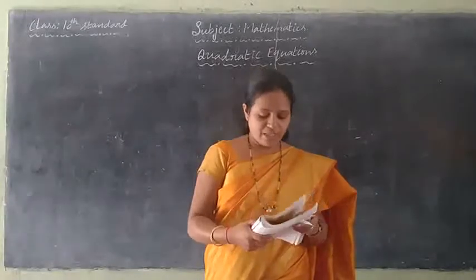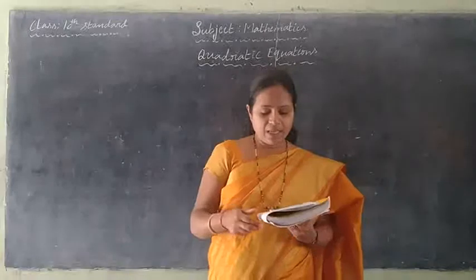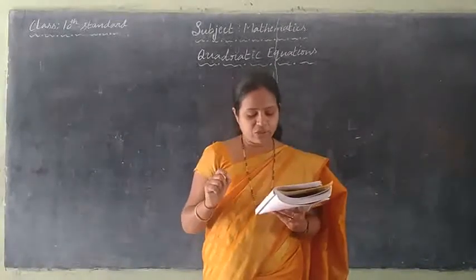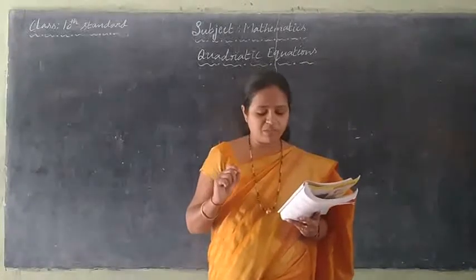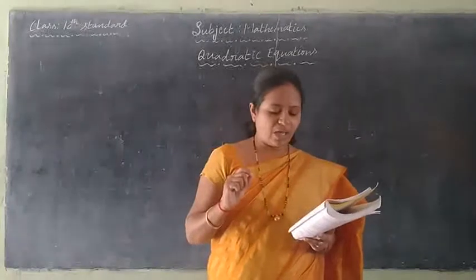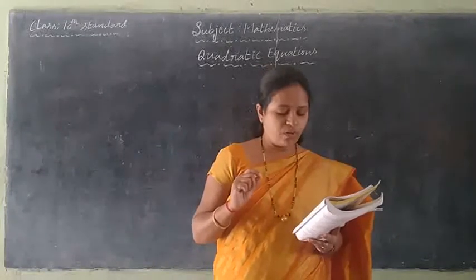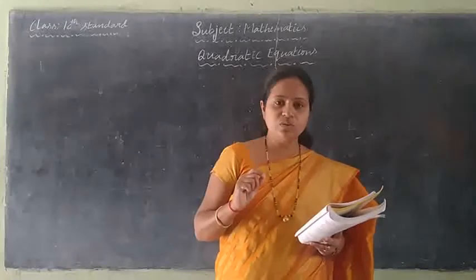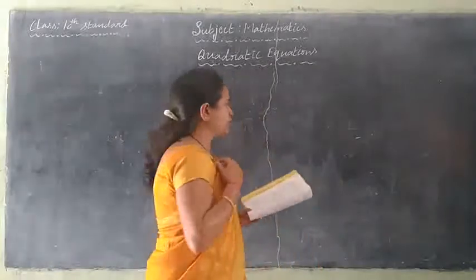On page number 20, just go through the first problem: John and Jivanti together have 45 marbles. Both of them lost 5 marbles each, and the product of the number of marbles they now have is 124. We would like to find out how many marbles they had to start with. Okay, now we are going to solve this problem. Look at the board children.